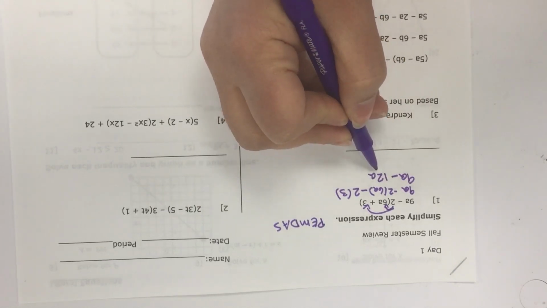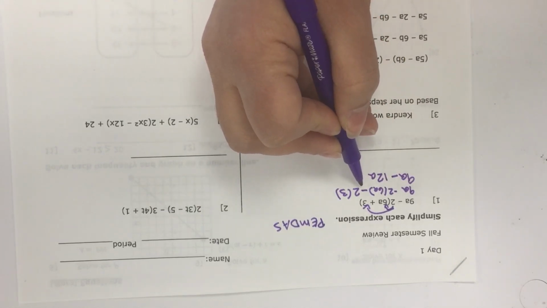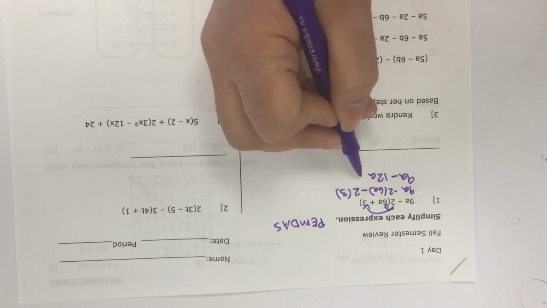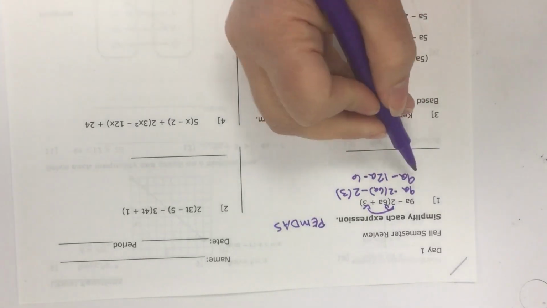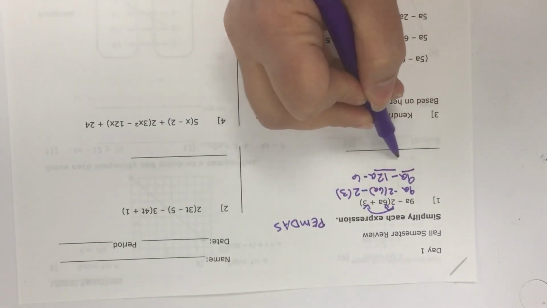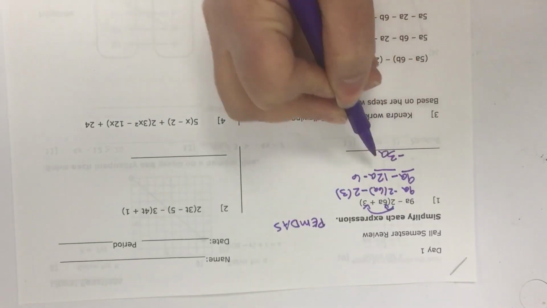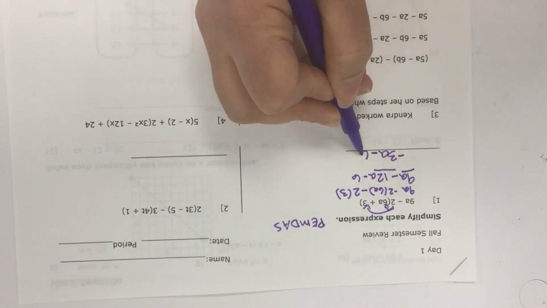-2 times 6a is -12a. And then -2 times 3 is a -6. Combine your like terms. 9a minus 12a is -3a. And we bring down the -6.